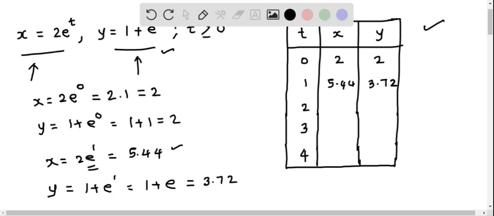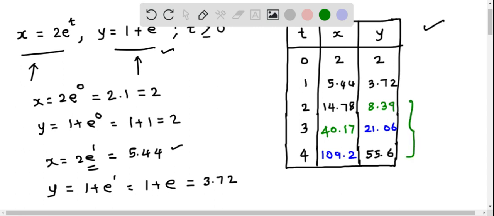Likewise, we can find the rest of the points for x and y when t equals 2, 3, and 4. Here I have filled the table for the remaining values of t, that is 2, 3, and 4. So we got these points. We plot these points on a graph and connect them with a line. So let me do that.